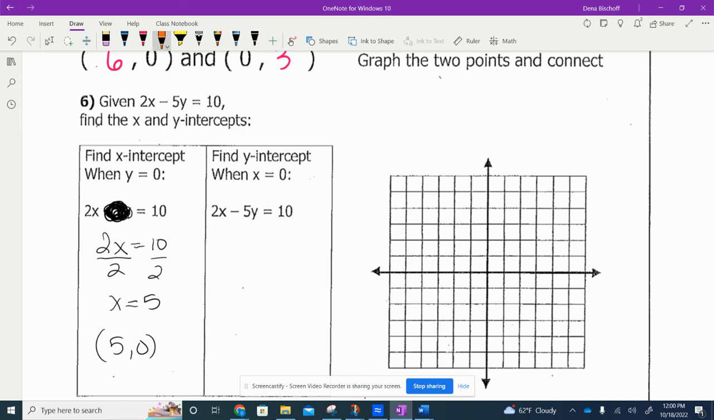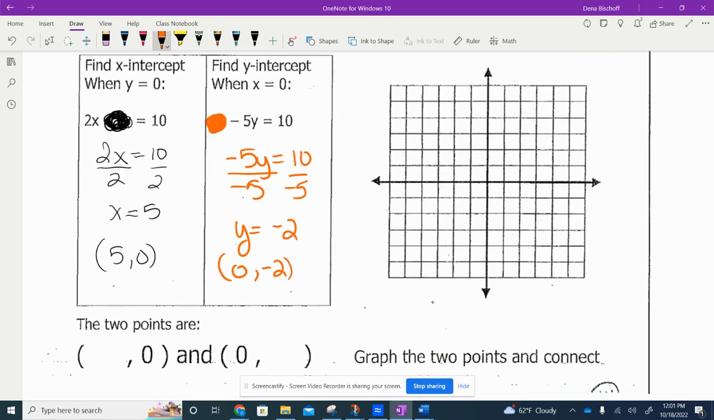Now I'm going to go to the y-intercept. The y-intercept happens when x equals 0. So I cover up the whole x term. And that leaves me with what equation? Yeah, negative 5y equals 10. What do I do to get the y by itself? Divide both sides by negative 5. So y equals negative 2. That's the ordered pair 0, negative 2.